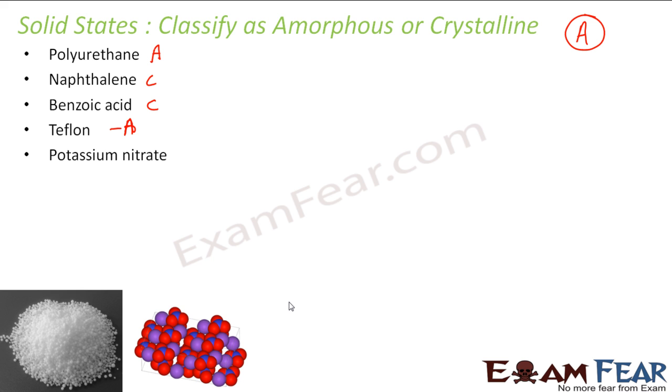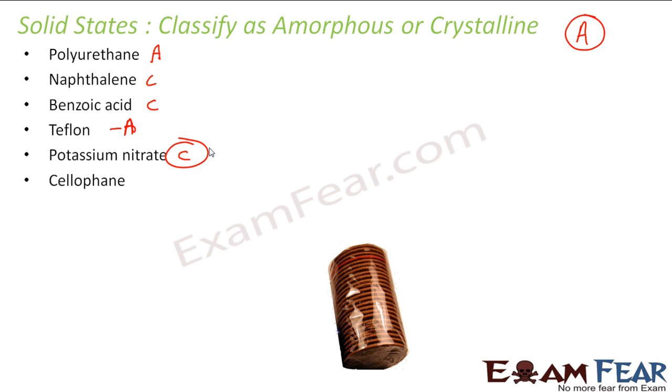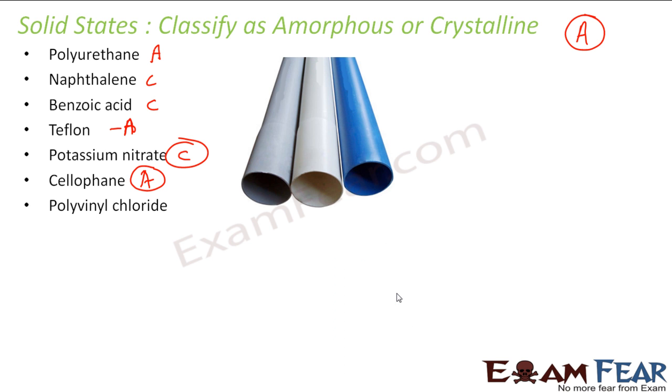The next is potassium nitrate. That is crystal. If you see the structure of potassium nitrate, it's all crystals, all irregular pattern. It's all crystalline. Cellophane. Cellophane is used to cover biscuits and all. It is a very thin paper. That is amorphous actually. Why? The moment you heat it, you will see it melts like a plastic. It is plastic only. PVC, again similar to plastic, you heat it, it melts, amorphous.